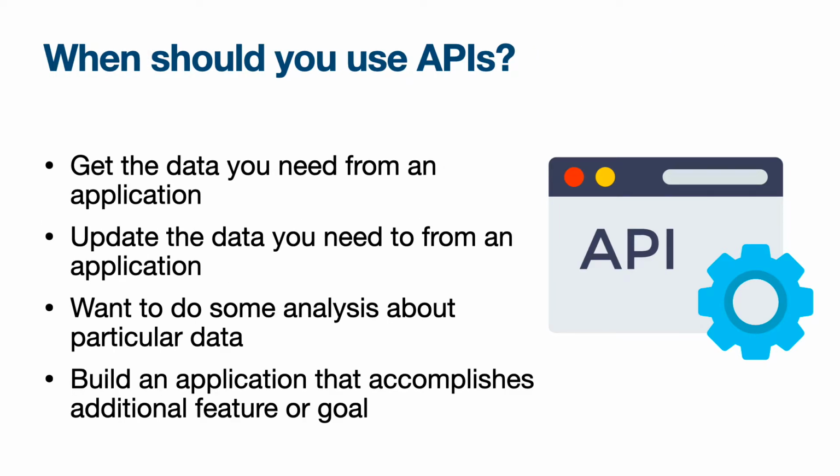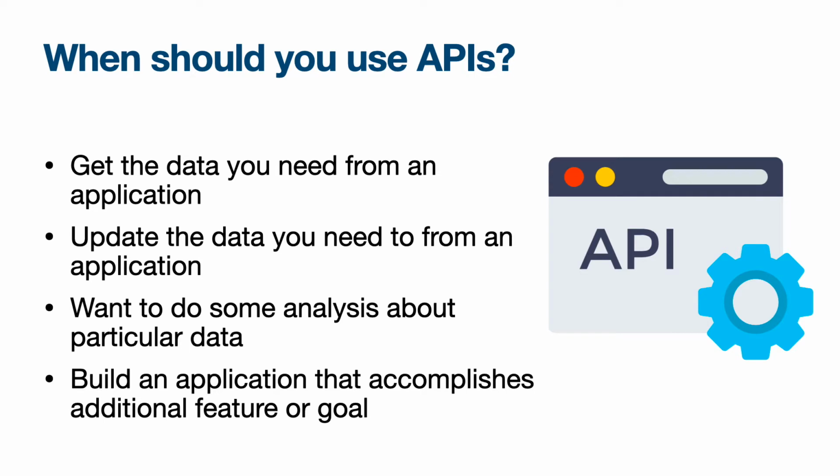Great! Now you understand what an API is. When should you use it? There are different use cases, but here are a few. You can use it to get the data you need from an application. You can also use it to update the data you need from an application. Also, if you're a data analyst, you probably want to use it to analyze particular data. And if you're building some custom application, these API calls become an extremely important place to look.